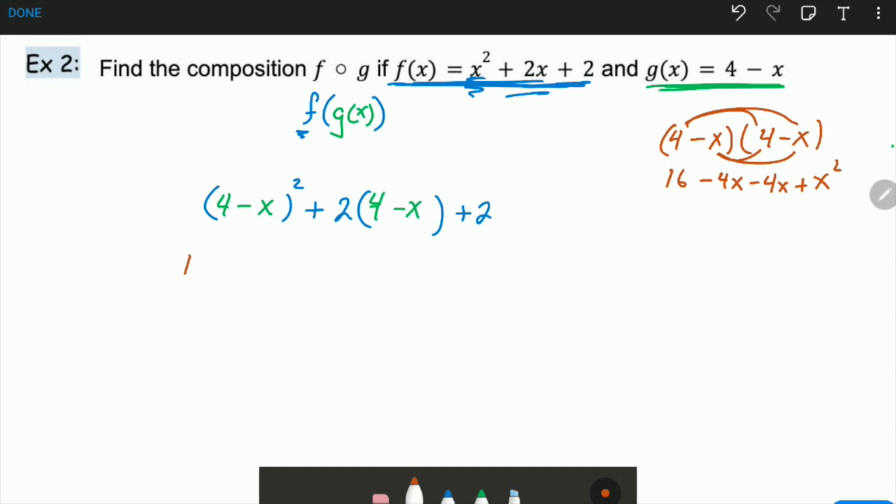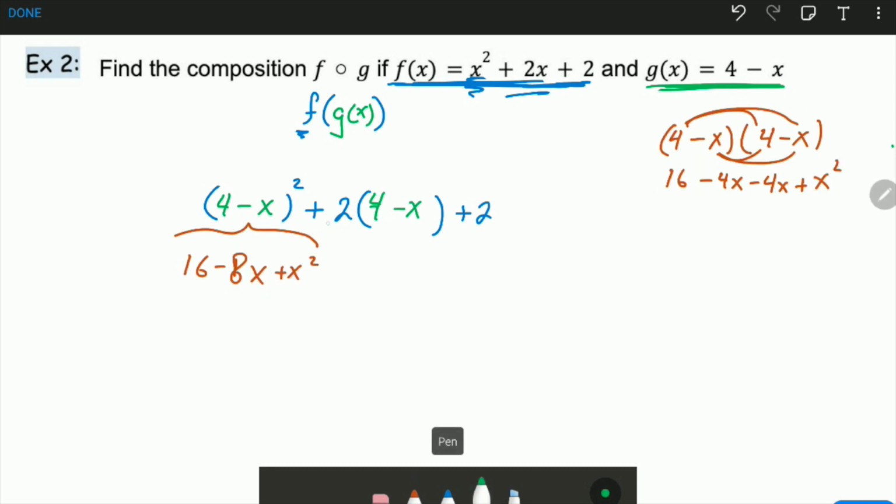If I combine like terms, we get 16 minus 8x plus x squared from simplifying the 4 minus x in parentheses squared, whether you use the formula or whether you distribute it by hand.